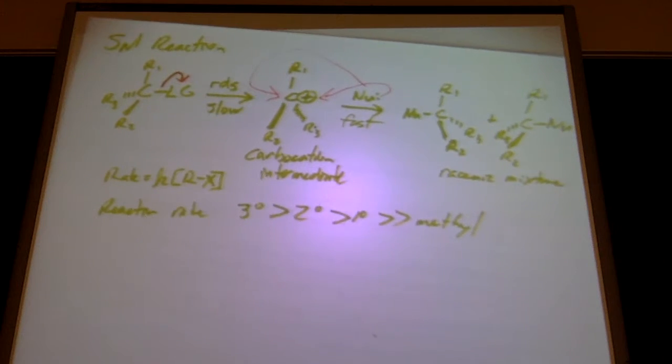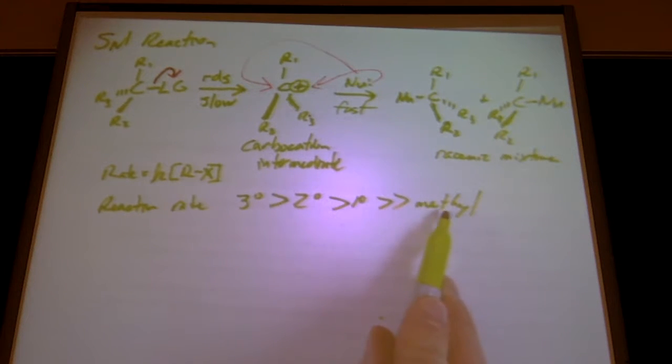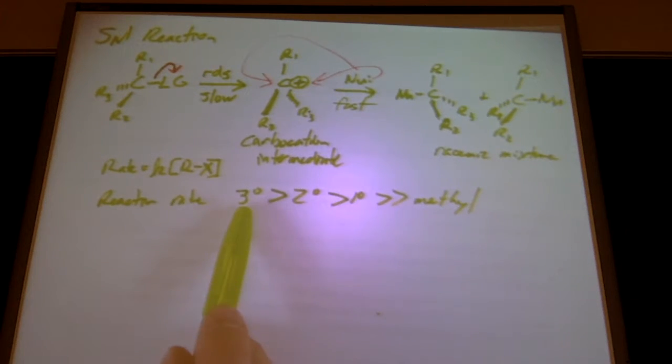How does that compare to the SN2 reaction? Exact opposite, right? In the SN2 reaction, the methyl group was the fastest. So you kind of see the substitution is going to play a role in what mechanism it takes place in. Methyl group, SN2 reaction. Tertiary, SN1 reaction.